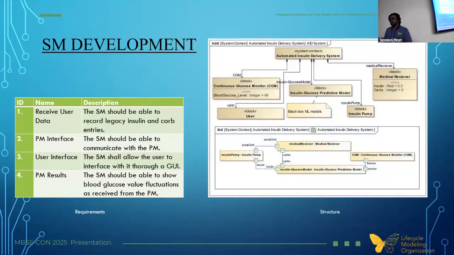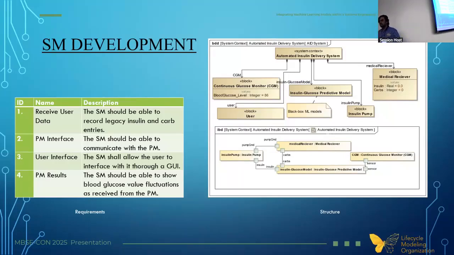So this was my system model, the automated insulin delivery system. It has a CGM attached as a composite block, which has a value property, blood glucose level. This was the basic default level of a patient, which is 86 right now. We just kept it at 86. We also have a medical receiver, which has insulin and carbs as value properties. These were kept at 0 because if a user's blood glucose value gets too high, he injects insulin at runtime. So these were going to be initialized at runtime, and they were kept at 0 at the beginning.